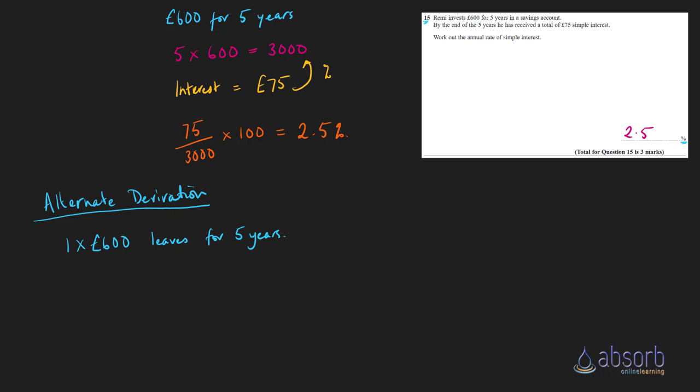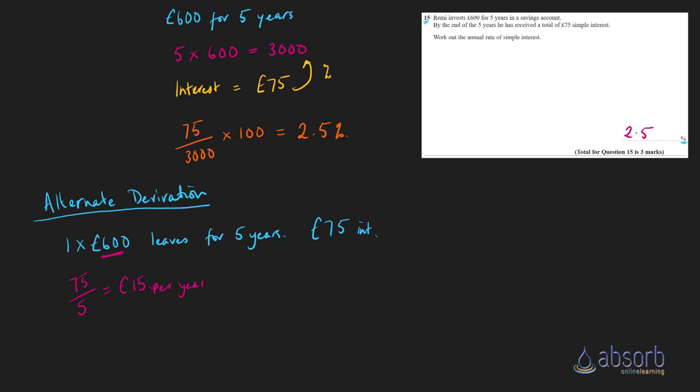So the way that you would work it out for this would be that he gains £75 total interest on his £600 that he's left in there for 5 years. So to work out how much interest that is per year, we need to divide 75 by the 5 years, which will give us £15. So it's £15 per year interest that the £600 has given him.